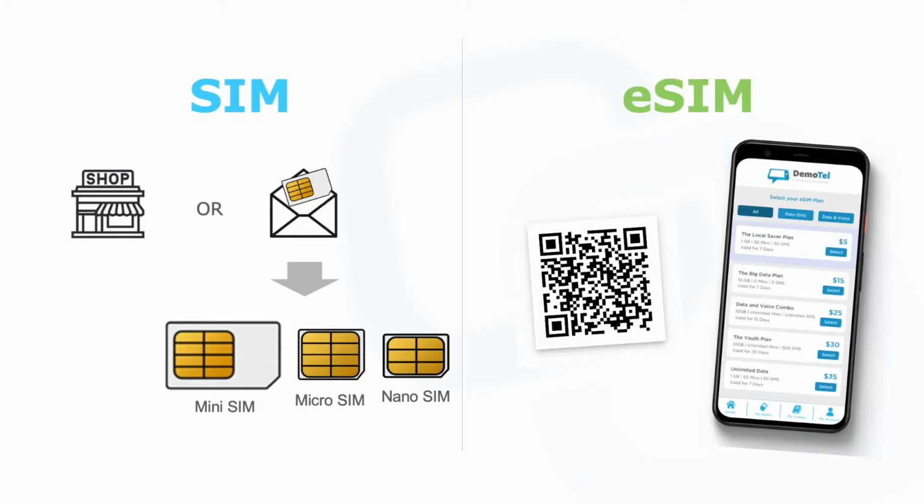Moving over to the eSIM world, things are far simpler. We don't need to worry about physical SIM cards anymore. All we do now is download an eSIM profile into the device and we're connected. And there are a number of ways to do this.